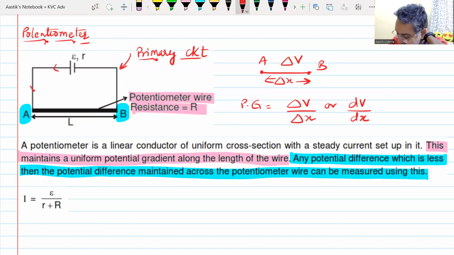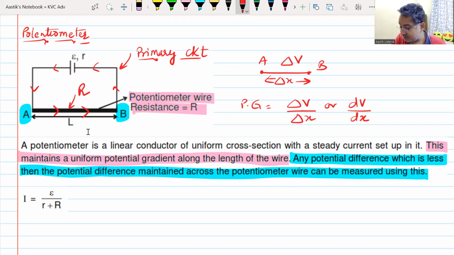Now, in this primary circuit, there would be a current flowing like this, yes or no? You can find out the value of the current. That current will be equal to E upon r plus capital R, where r is the resistance of the battery and capital R is the resistance of this wire. We are assuming here that there is no other resistance. Do we understand this?